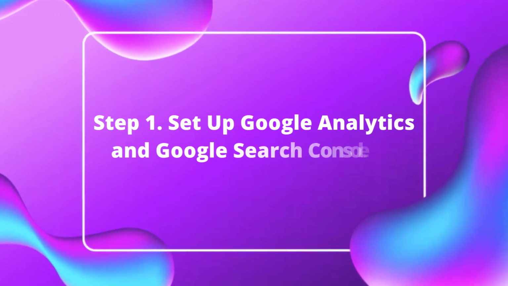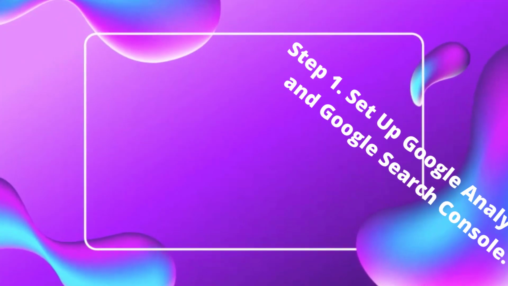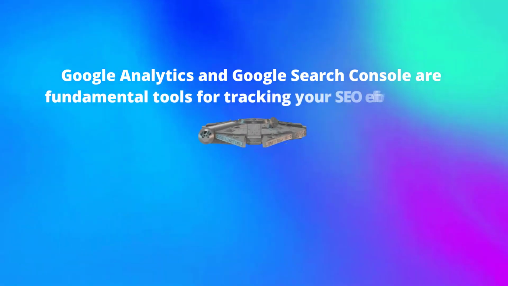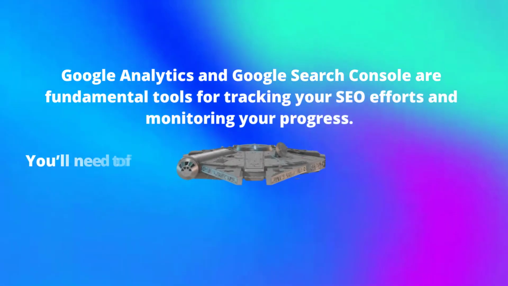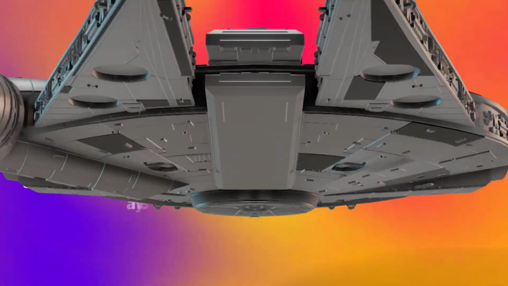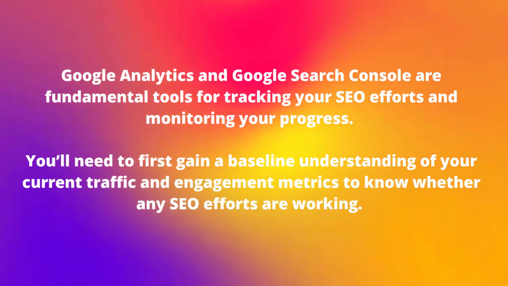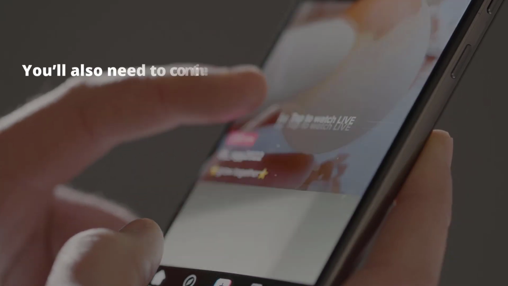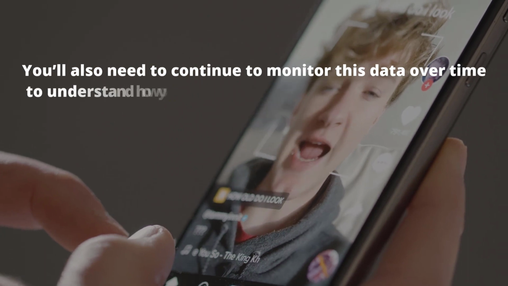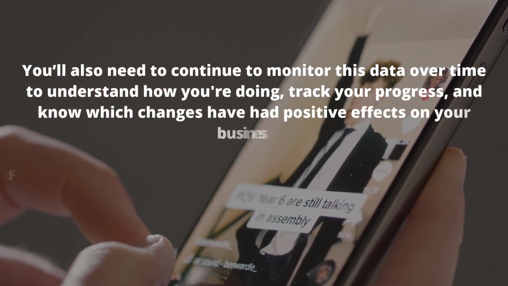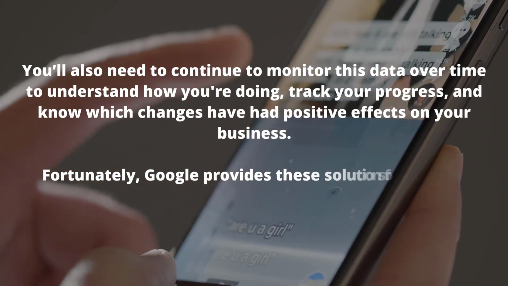Here we go. Step number 1. Set up Google Analytics and Google Search Console. Google Analytics and Google Search Console are fundamental tools for tracking your SEO efforts and monitoring your progress. You'll need to first gain a baseline understanding of your current traffic and engagement metrics to know whether any SEO efforts are working. You'll also need to continue to monitor this data over time to understand how you're doing, track your progress, and know which changes have had positive effects on your business.